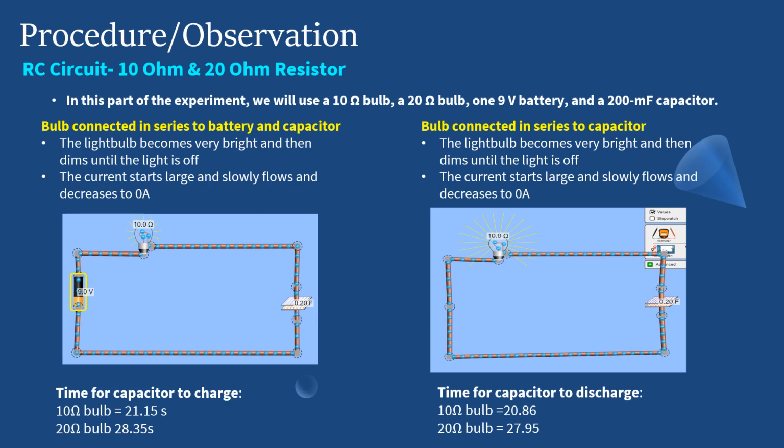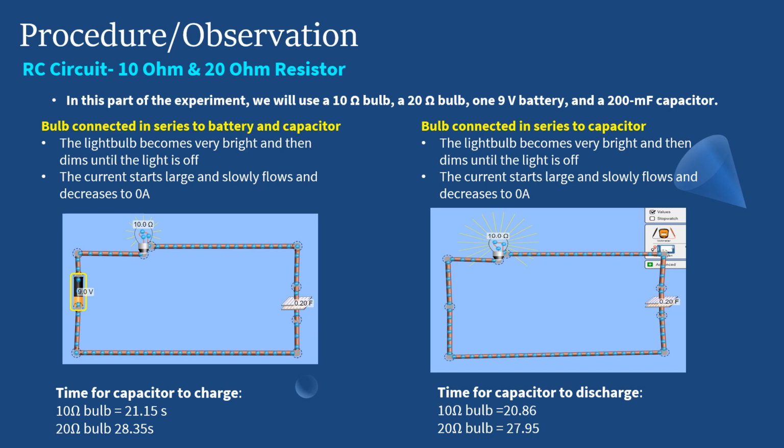In this part of the experiment, we used the 10 ohm bulb and 20 ohm bulb to create an RC circuit and created two scenarios in which the bulb is connected in series to the battery and capacitor, and the bulb is connected in series to just the capacitor. We saw that in both scenarios the light bulb became very bright and dimmed off until the light turned off, and the current started large and slowly decreased until it became 0 amps.